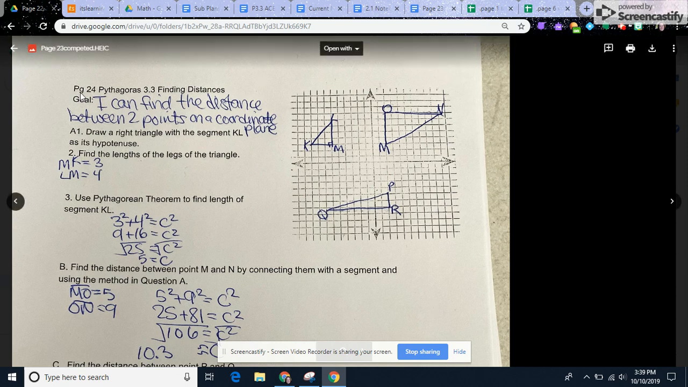Hi, these notes are actually going to go on page 23 instead of 24, so please make sure you get it on page 23. And our goal is I can find the distance between 2 points on a coordinate plane.